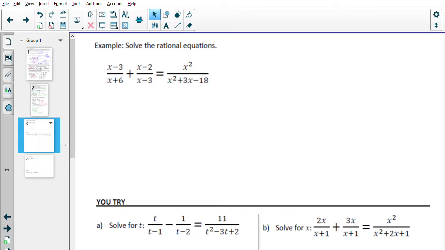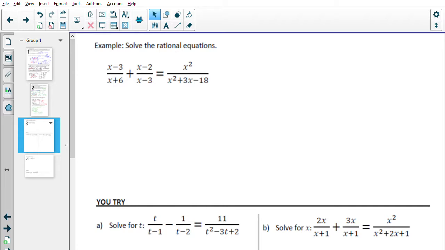Alright, so in this video we're going to solve some rational equations. It's going to involve us having to factor the denominator, and then you can see below there's some that you're going to try on your own, and in the next video you'll see those answers.